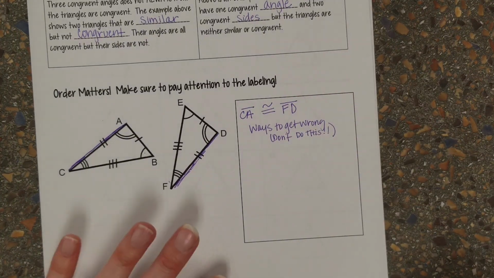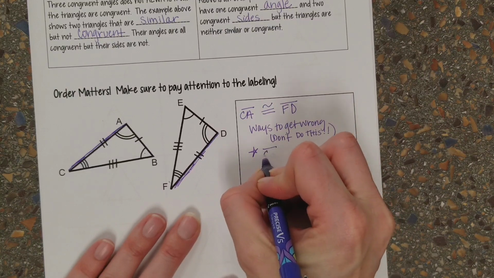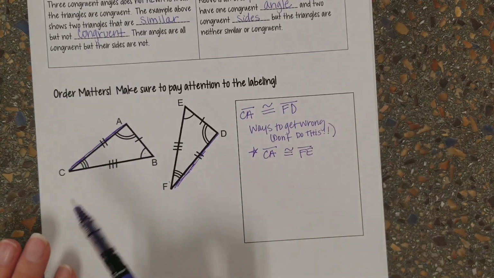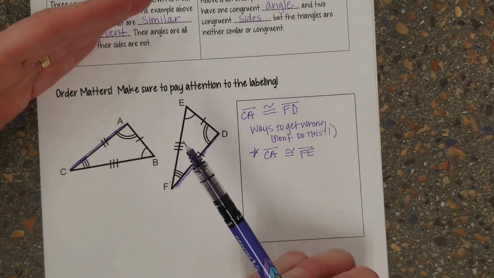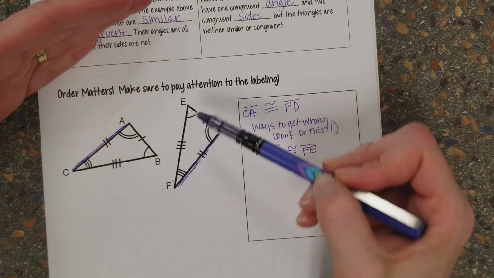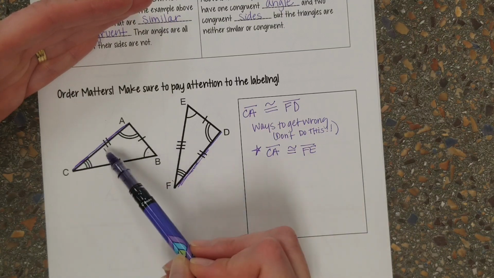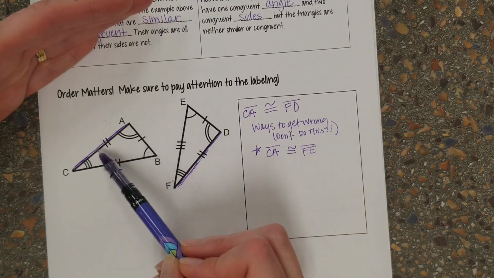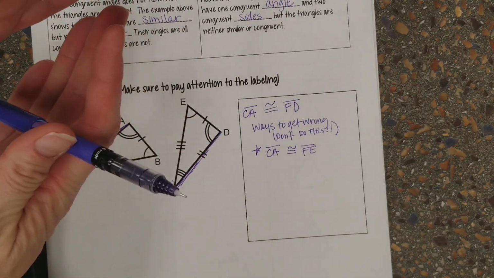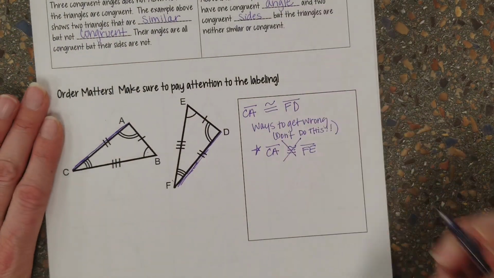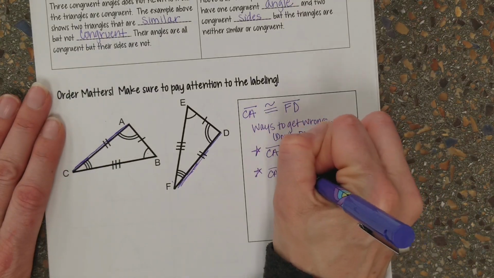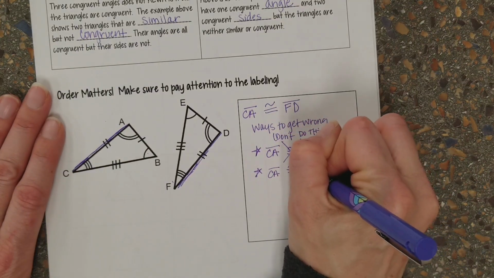One way we could get this wrong is to say that side CA is congruent to side FE. Because this side is over here on this side of the triangle, a lot of us might assume that this is the side it's congruent to without actually counting the lines. Notice how this one has 2 and this one has 3. That means that they're not congruent, even though both of them are kind of at the top of the triangle. Another thing we could do wrong is say that line CA is congruent to line DF.